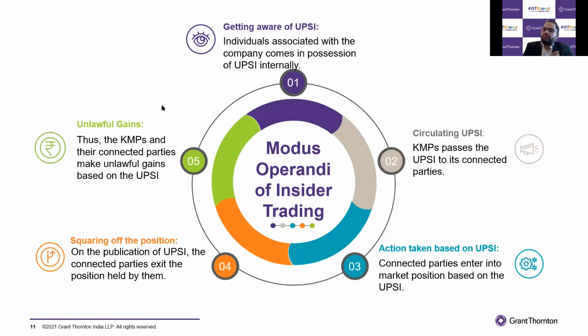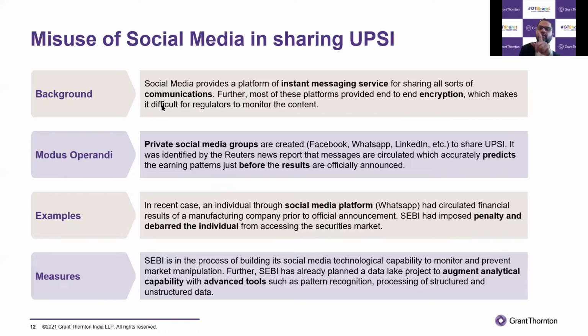On publication of the UPSI, they square off their positions, and then unlawful gains are made by both the connected entities and the person who passed on the UPSI. So information received, information passed on, position taken, position squared off, money realized. Simple 5-step process.